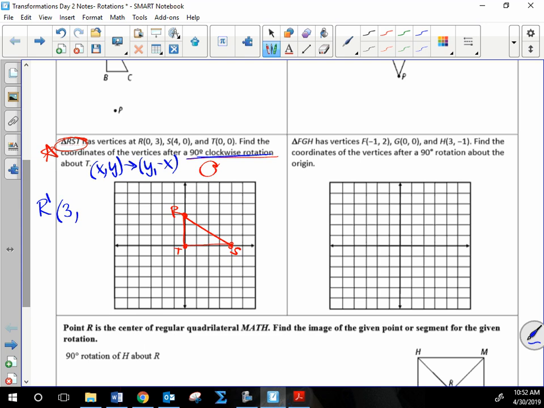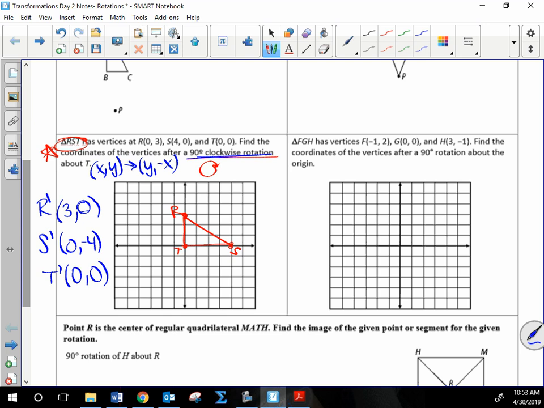And my x, I put in there, I have negative 0, which is just 0. And s prime, and I'm going to switch, and then that's x. Have 0, negative 4. And then t prime, is it very exciting, still becomes 0, 0. So if you prefer to use the rule, you're welcome to use the rule. If you prefer to visually just do it, you can do it that way.